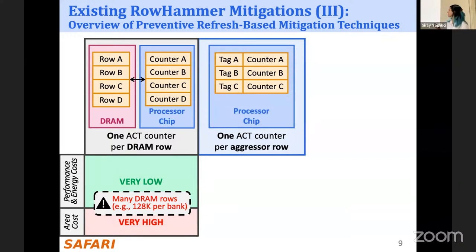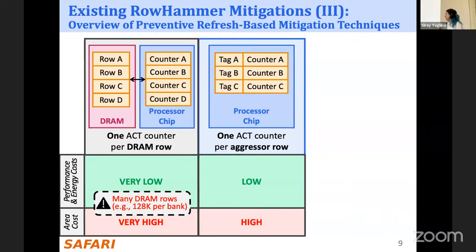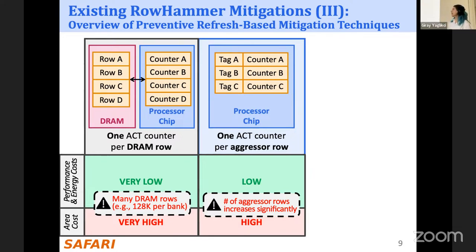So this effectively reduces the number of counters that are implemented in the system. And since these counters are still allocated per DRAM row, the mitigations that use this approach have low performance and energy costs. However, they also have high area costs because, especially at low RowHammer thresholds, the number of aggressor rows increases significantly. And since we are mapping these counters to specific DRAM rows, we need to store and search some tags. This is why these are implemented with content addressable memory, which are expensive hardware structures.